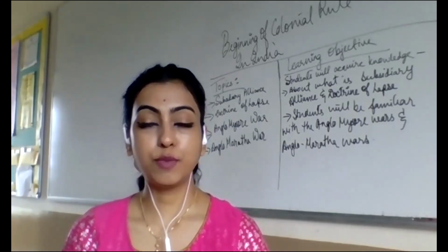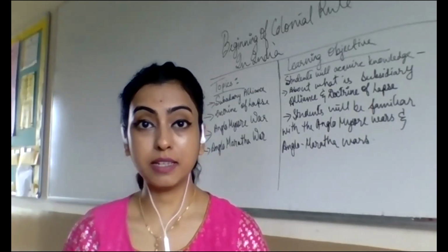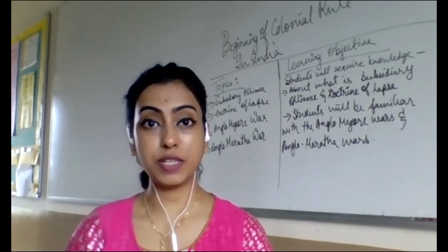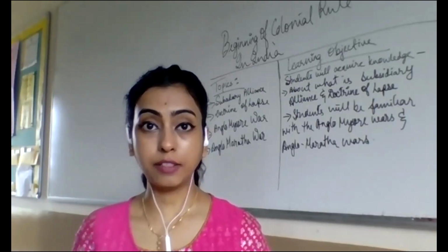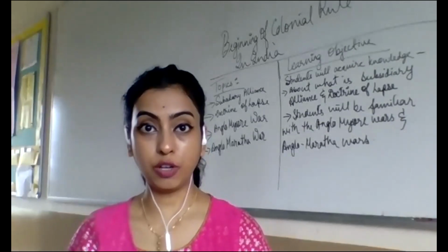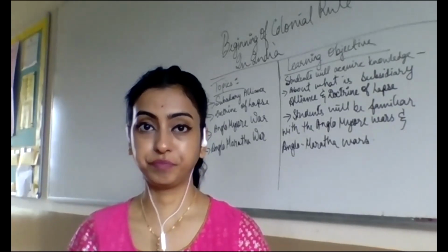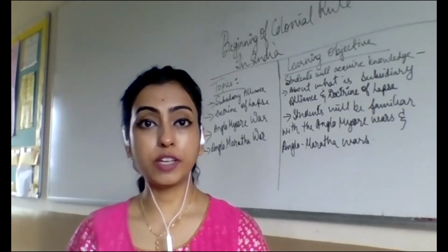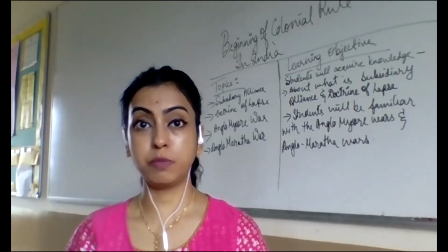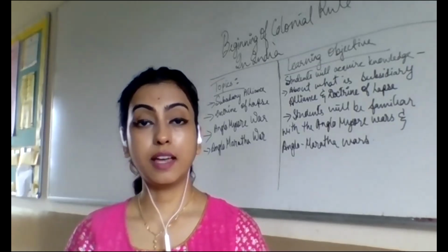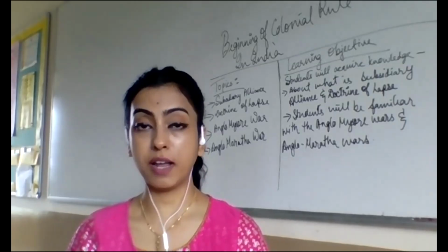And in today's class we will be taking up the topic the different methods that were adopted by the English East India Company to capture almost all the other places of India after Bengal, that is the subsidiary alliance and the doctrine of lapse. We will also be looking into the different wars that were fought with the Marathas and in Mysore, that is the Anglo-Mysore War and the Anglo-Maratha War.